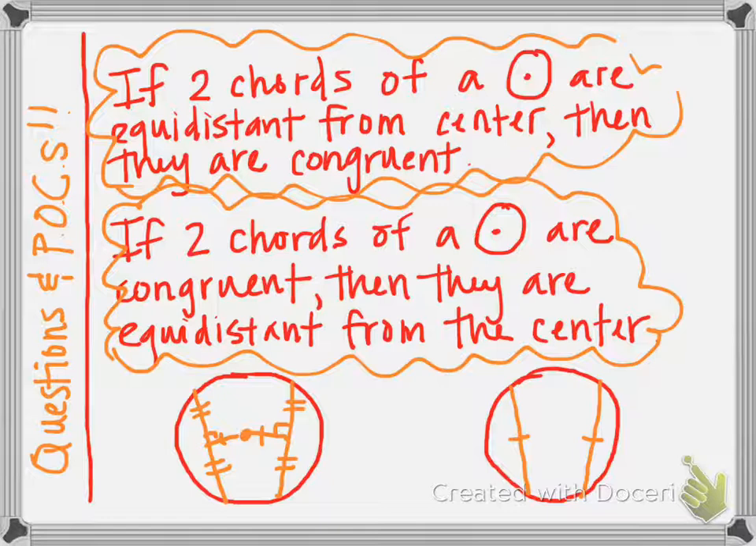That means if I draw a line from them to the center of the circle, those distances will be congruent as well. And again, those distances will make a right angle with the chords, and those tiny distances from the center to the chords will also bisect those chords and make those four halves congruent as well.